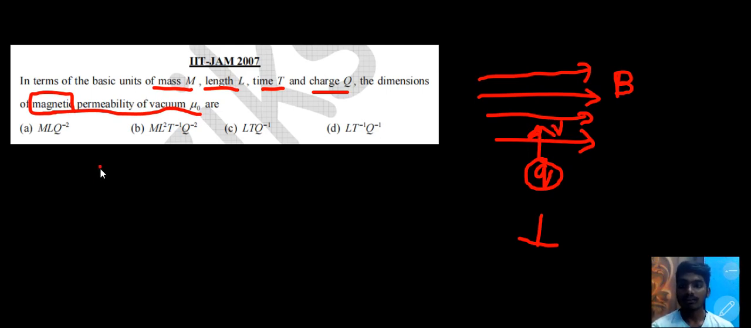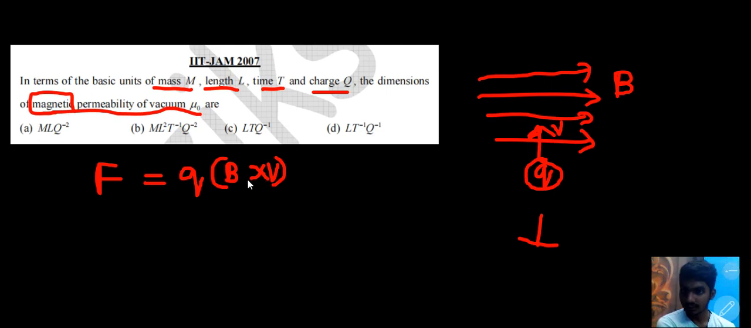The force attained by this charge q when it enters the magnetic field perpendicular to the field with the velocity v is equal to the magnitude of charge q into B cross v. Why is it a cross product? Because it enters in a perpendicular manner, so the velocity is perpendicular to the magnetic field. That's why we write it in terms of vector quantities.